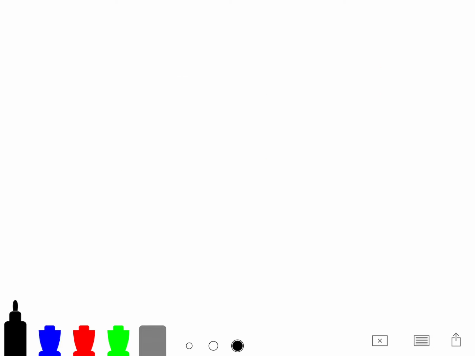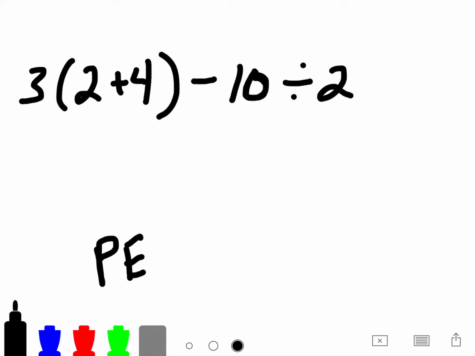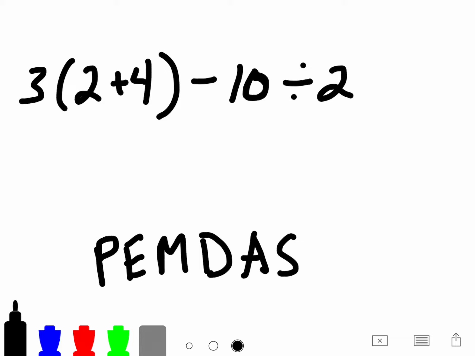But for the others, let's say I have an example problem and it says (2 plus 4) times 3 minus 10 divided by 2. Well, what the heck do you do first? Well, let's write down our acronym. And this is actually what I would do on the top of every worksheet where I need it, because that way it's right in front of me. I can just look at it.